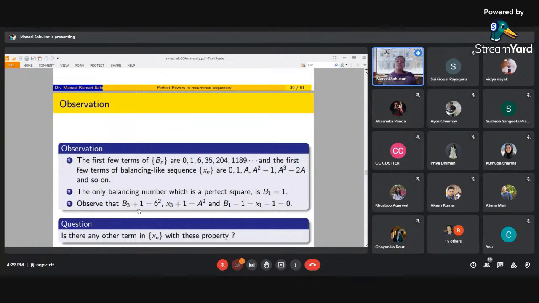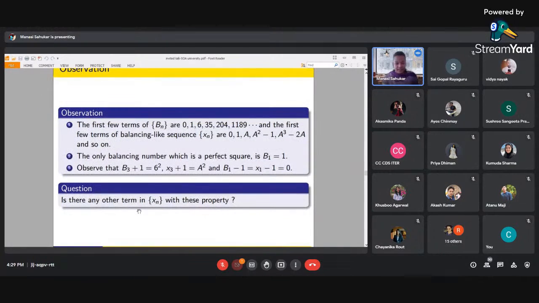You can see that B3 is 35, right? If you add 1 to 35, you get 36, and we know 36 is 6 squared. So you get one non-trivial solution here, which is an almost perfect power, not exactly a perfect power. So B3 is an almost perfect power. We can see X3 also. X3 is a squared minus 1. If you add 1 to a squared minus 1, you get a square. So for any a, X3 plus 1 is always a perfect square, and B3 is likewise an almost perfect square.